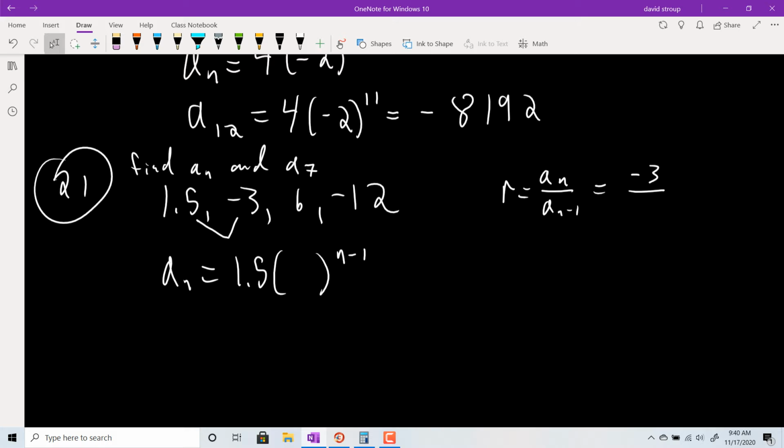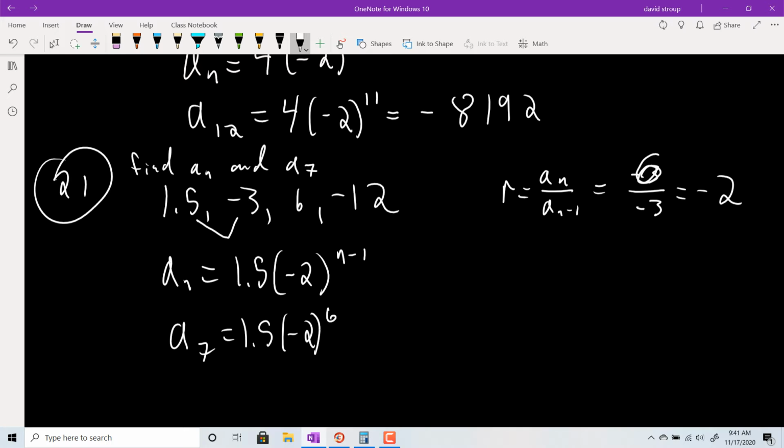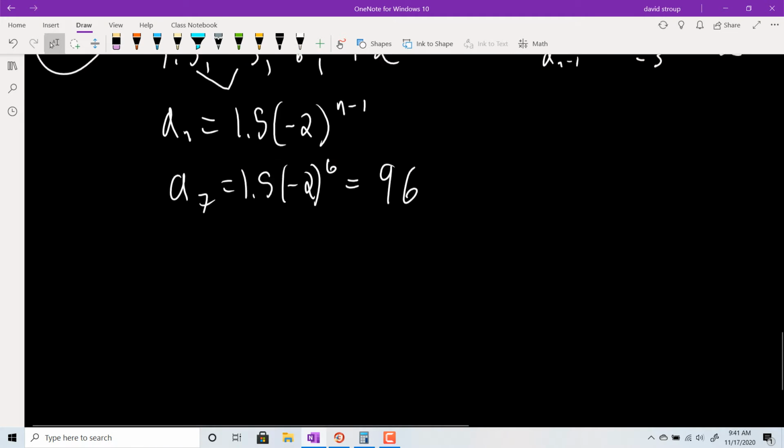You could also use 6 and negative 3, though. You can use any two terms that are consecutive. You end up with negative 2. Okay, so r is negative 2. There's our formula. And then a sub 7 will be 1.5 times negative 2 to the 6. Put that in your calculator, you'll get 96.